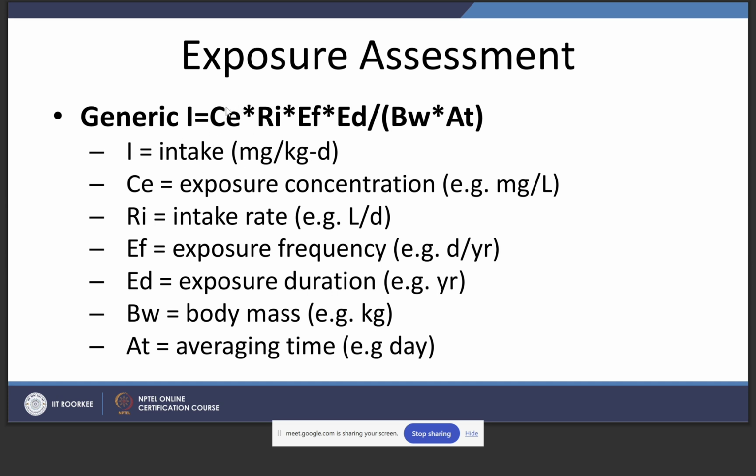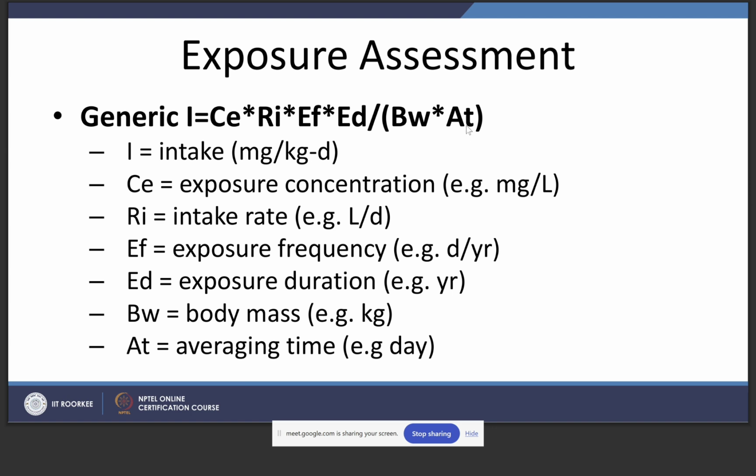So intake is given as exposure concentration times intake rate. It will be in terms of liters per day if the pollutant is in liquid form, in water. It will be in milligrams per kg if it is coming from the soil. And we need to find out the exposure frequency, like how many days per year it will be exposed, and then exposure duration, whether it is for 5 years, 2 years or 10 years, divided by BW, which is the body weight, times AT, that is the averaging time.